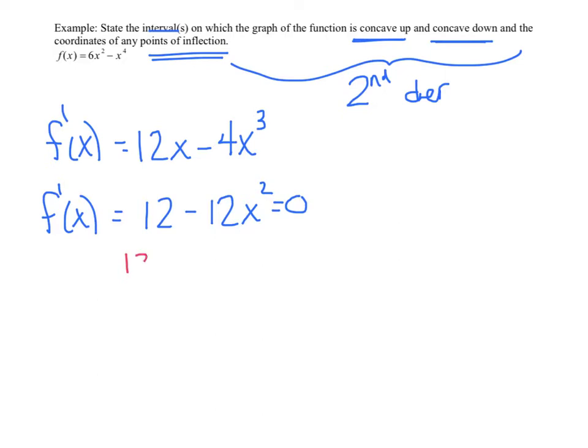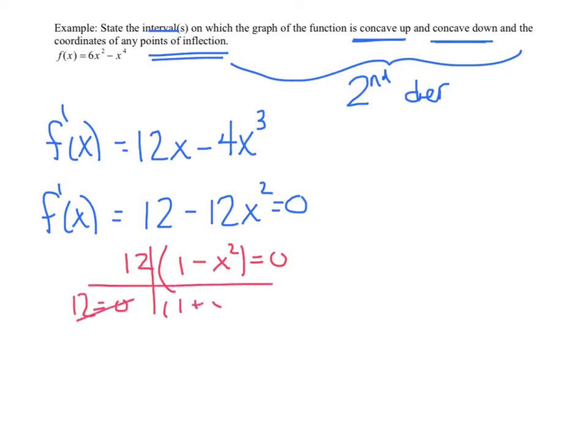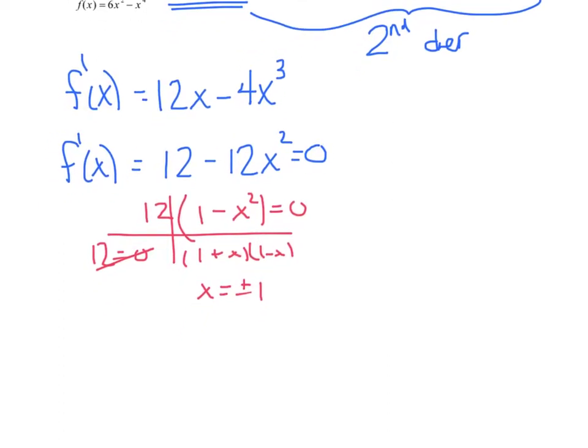So I can pull out a GCF of 12, and I get 1 minus x squared. I can tee it up, so I get 12 equals 0, which is nothing. I can say this is really 1 plus x and 1 minus x, so I get x equals plus and minus 1. Notice I only had an x squared, so I should only be getting 2 answers. Now here's where we have to be careful. Notice all of those were the second derivative.